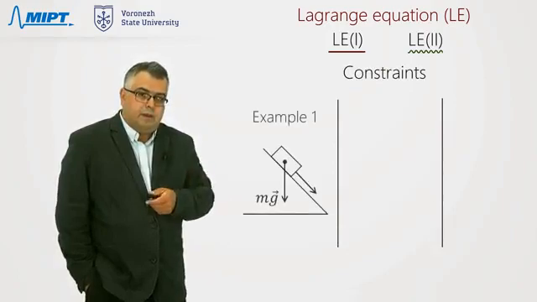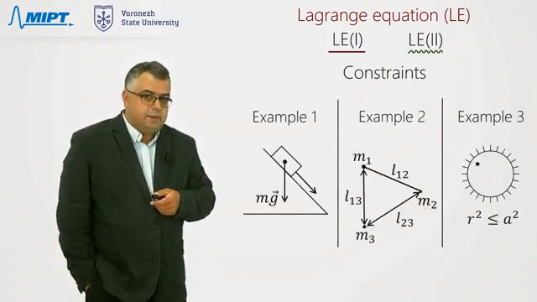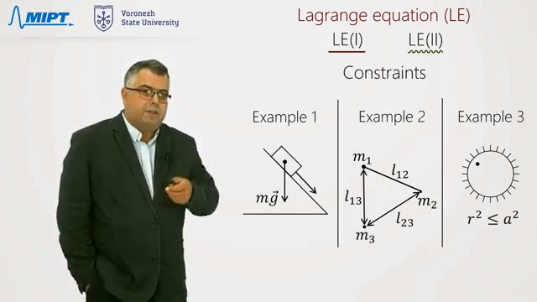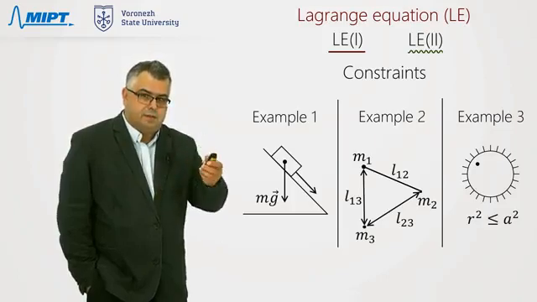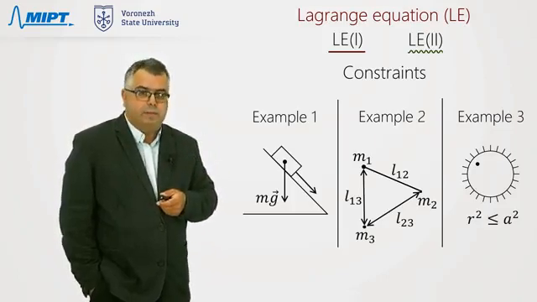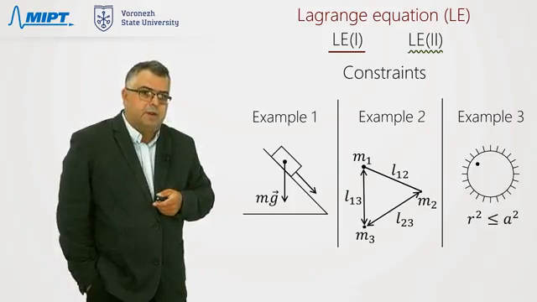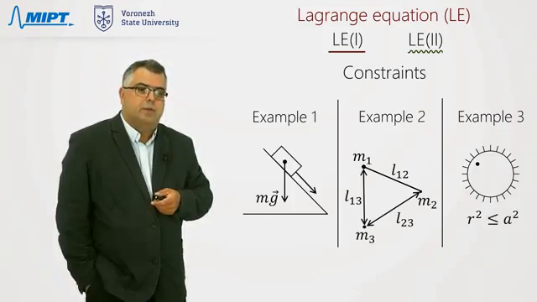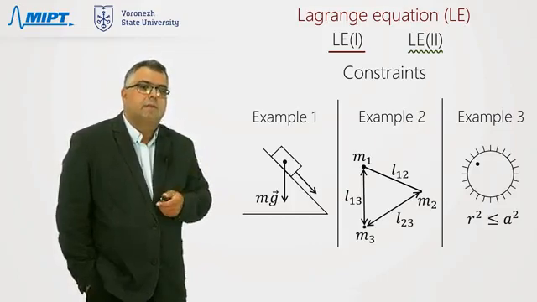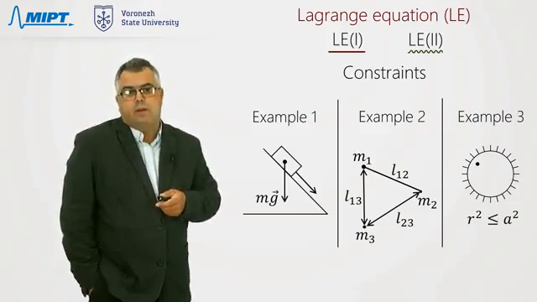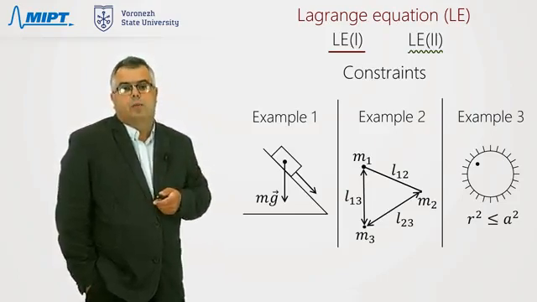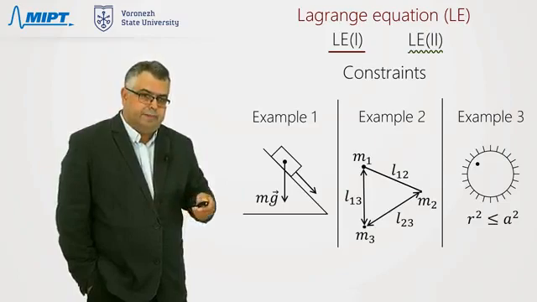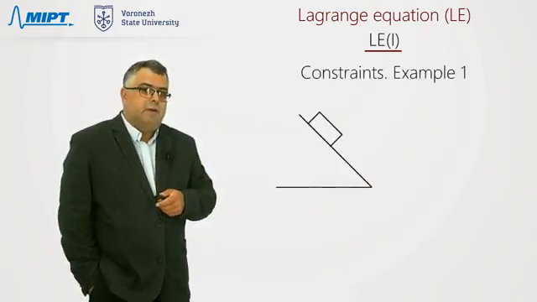So let me give you three examples of constraints. In the first example, I will discuss motion of a bar on a ramp. In the second example, we will discuss motion of a three-body system with constraints. In the third example, we will discuss motion of a particle inside of some area. So let's consider the first example.